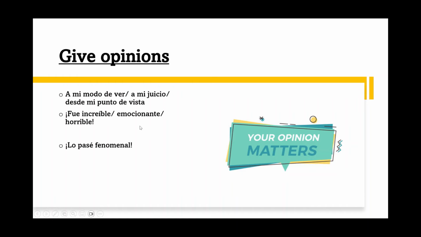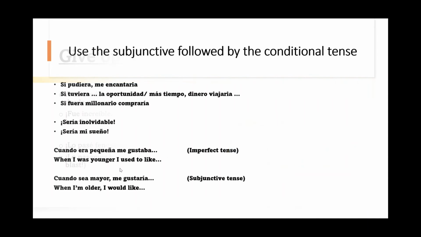Fue increíble, fue emocionante, fue horrible. Easy. Try and use these as much as you can. Lo pasé fenomenal. I had a great time. Lo pasamos bomba. We had a blast. This is more of an idiomatic expression, and maybe try and use this one as much as you can as well. But obviously, just use it once. Don't be too repetitive, so vary them as much as you can.